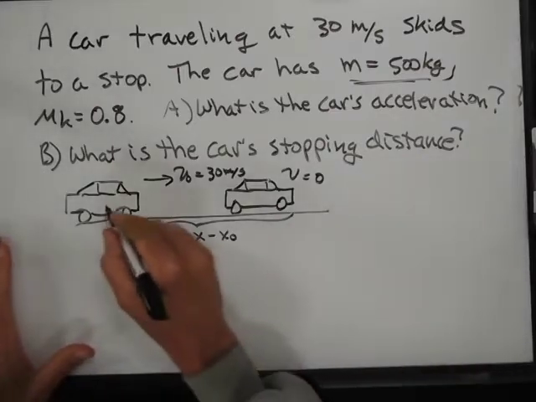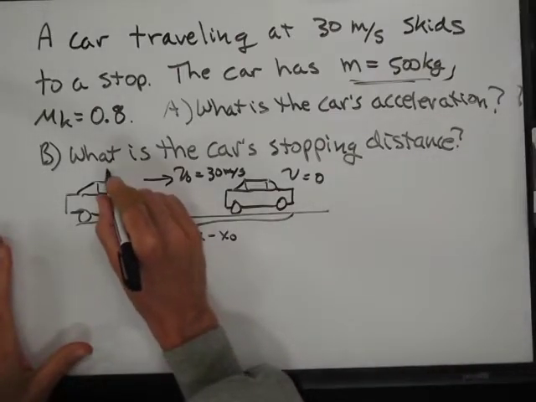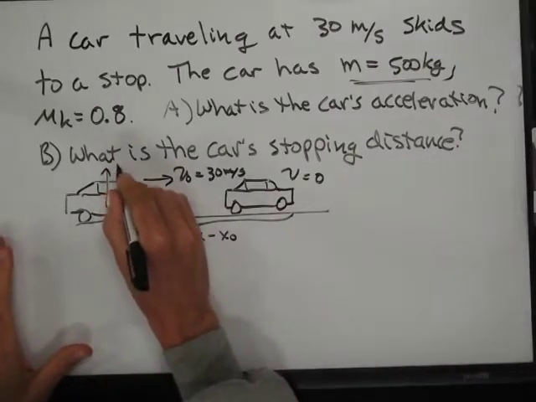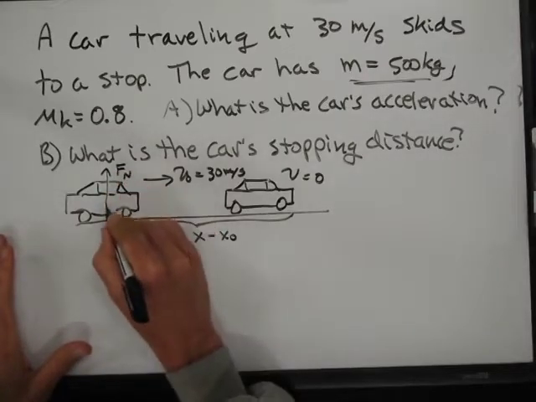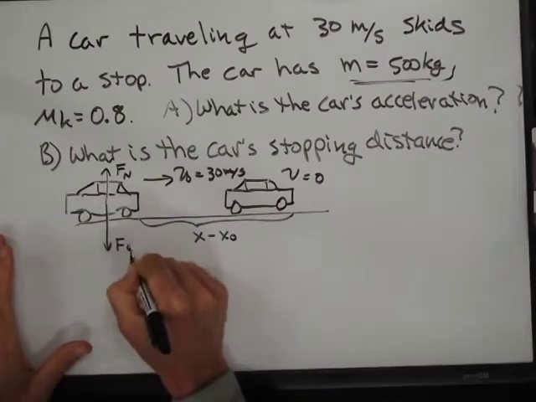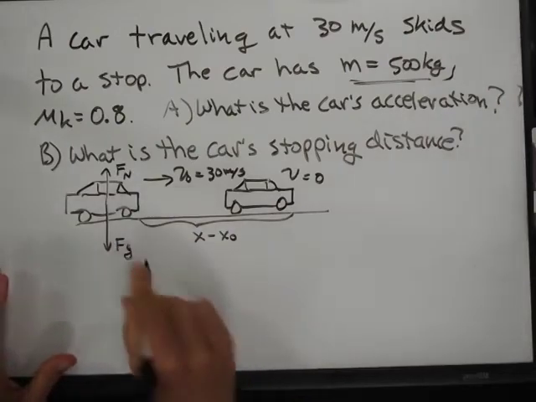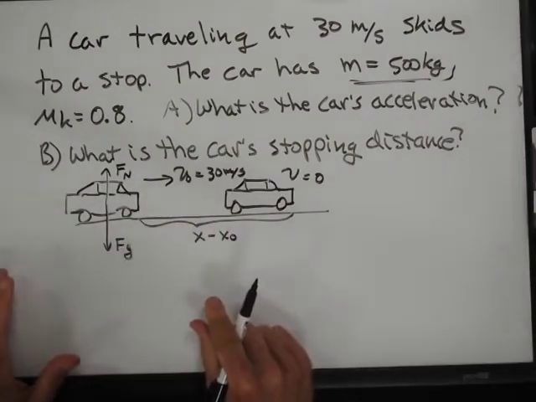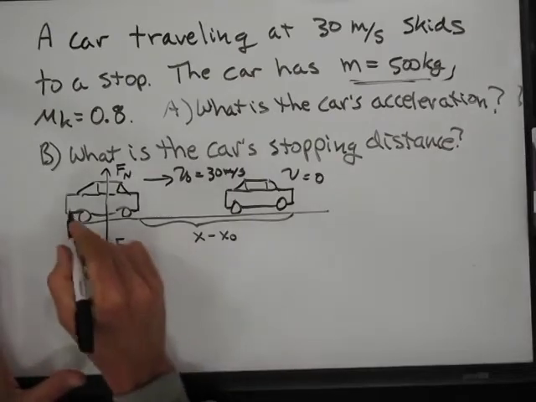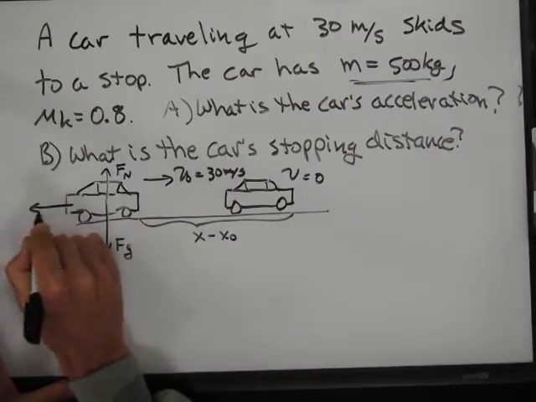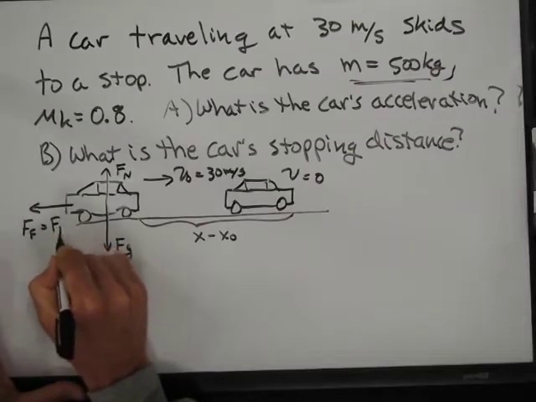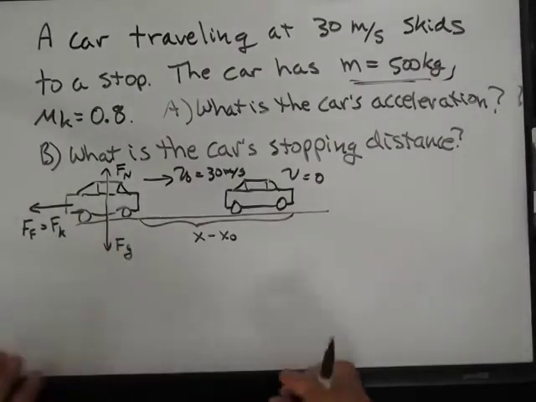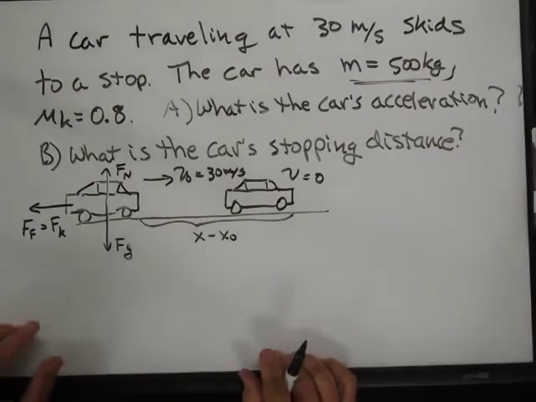And so we can just pick the car when it starts to lock up its brakes and start identifying forces on it. There's a normal force going up. There's a force of gravity going down. And if the car's traveling this way, which way is the friction force? It's this way, right? Since we know it's kinetic friction, because I've told you it's kinetic friction, we'll say it's the kinetic friction force.